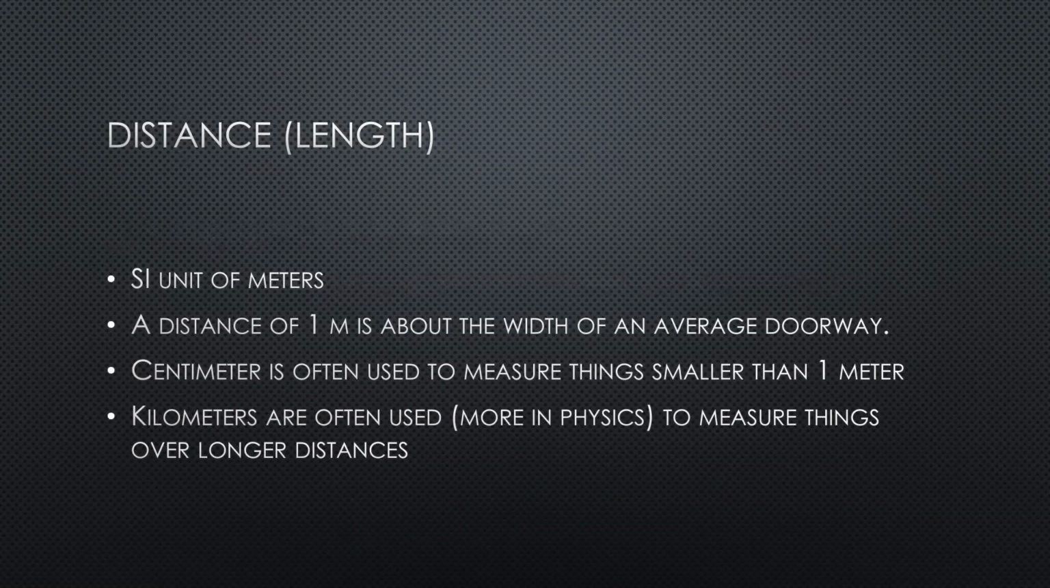Distance and length is in the unit of meters. 1 meter is about an average doorway length, close to a yard in terms of English units. If we're going to be measuring centimeters or millimeters or even smaller things in chemistry, again, meter and kilometer and things like that are more for physics. But we will be using, in a lot of cases, more centimeters or millimeters to measure various things in chemistry.